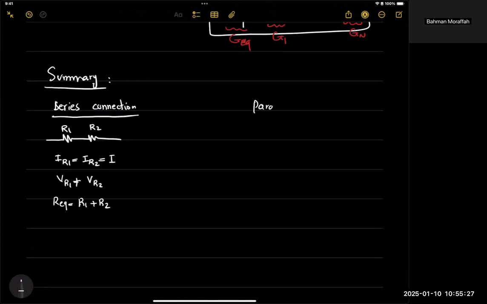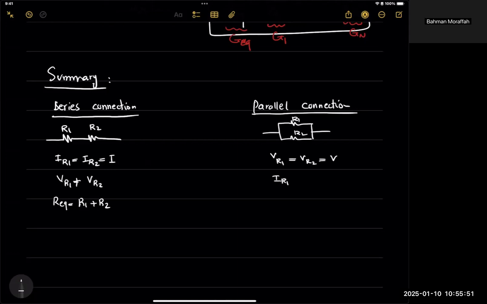For the parallel connection, if I have R1 and R2, I know R1 and R2 should share the exact same head and tail. What I do know about them is that V across R1 is the same as V across R2. Let's just call it V. However, I across R1 is not the same as I across R2. And if I wanted to find the equivalent, it should be computed using this.